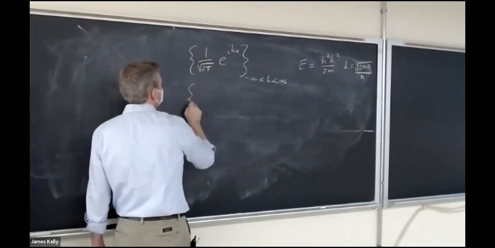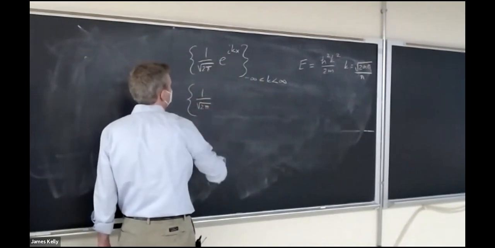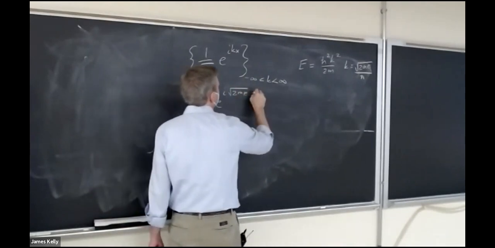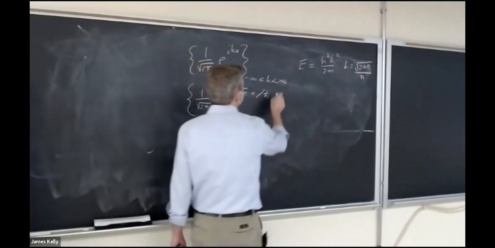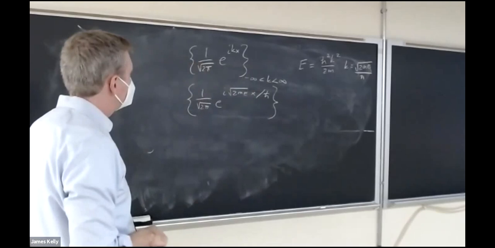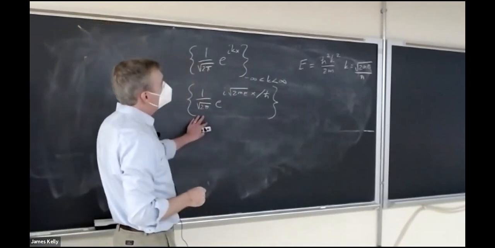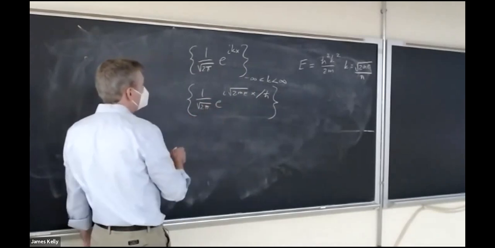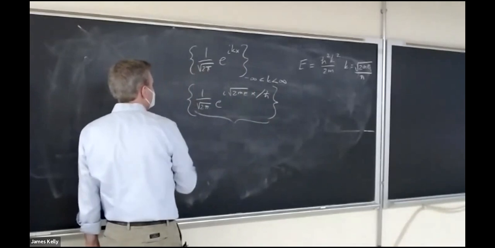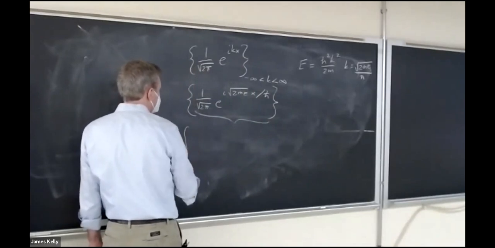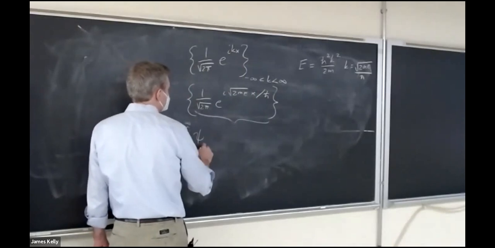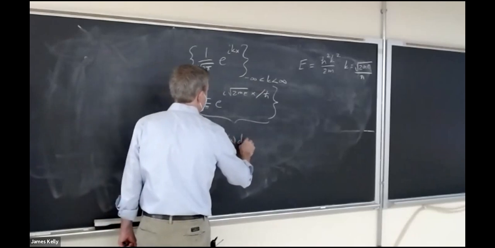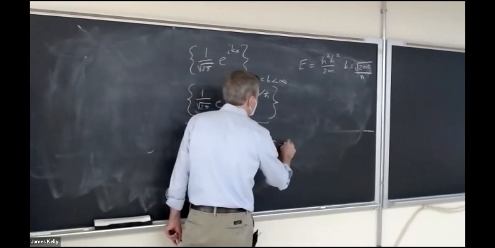And therefore, I could write this collection equally well as 1 over root 2 pi times e to the i root 2mE x over h bar. And it is true. All I've done is change variables from k to E here. The problem is that when I do that, if I take these functions at face value, it's not necessarily going to be true that the integral from x equals minus infinity to infinity of psi E of x star times psi E prime of x dx ends up being delta of E minus E prime.